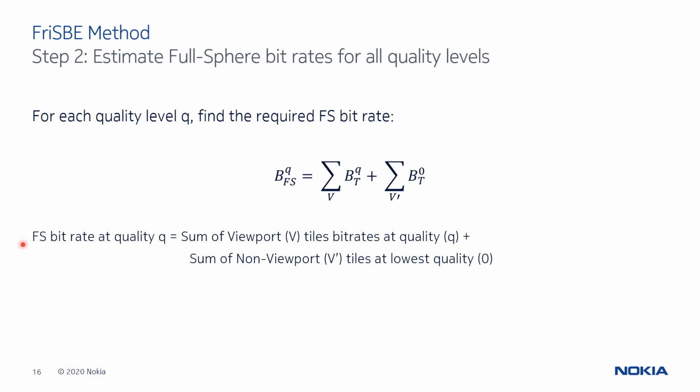So in step 2, once we have the representative viewport, we calculate the full sphere bitrate for each quality available. So let's break this formula down. On the left-hand side, we have the full sphere bitrate at quality Q, and on the right-hand side, we have the sum of the bitrates of the tiles within the viewport at quality Q, and we add to it the sum of the tile bitrates in the non-viewport area at the lowest quality, 0.